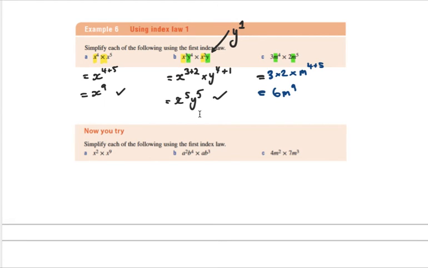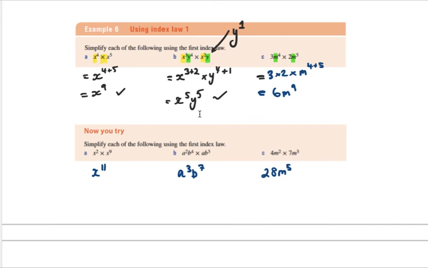Okay, so have a crack at the your turns. Please pause the video and then I'll go through the answers. Okay, we're going to go through the answers now. This will be x to the 11, a to the 3, b to the 7, and we've got 28 m to the 5. Okay, so you give yourself a tick for each one of those that you got.